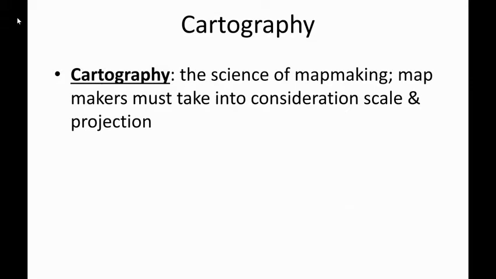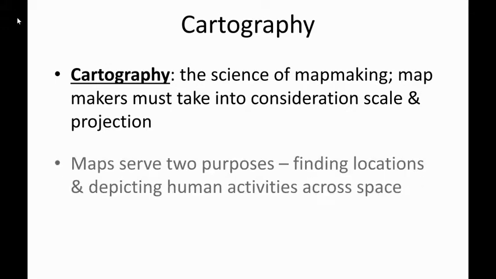No matter what they do, there's always going to be a certain amount of distortion taking a three-dimensional object and putting it on a flat piece of paper. And so map makers have to take into consideration what they want to show and what they want to show accurately and what they're okay with not showing accurately. And then they also have to take into consideration what kind of scale and projection do they want to use. Do they want to zoom in? Do they want to zoom out?